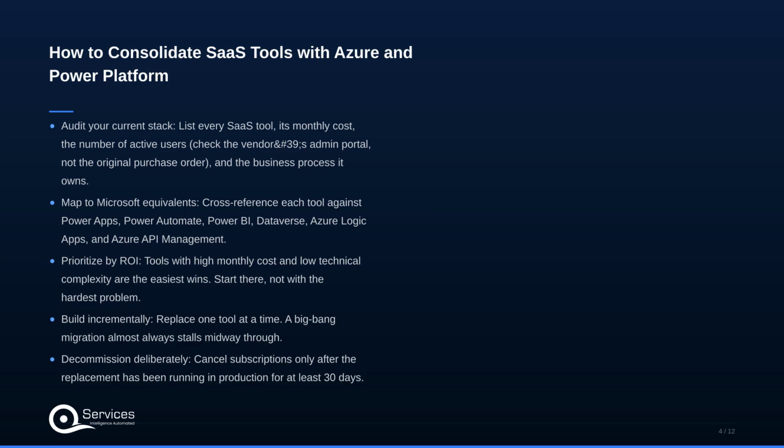Here's the framework that works. This is where many SMBs go wrong. They try to replace everything at once, hit friction with a complex migration, and abandon the project 3 tools in. The incremental approach keeps momentum and delivers cost savings fast enough to justify the next phase.